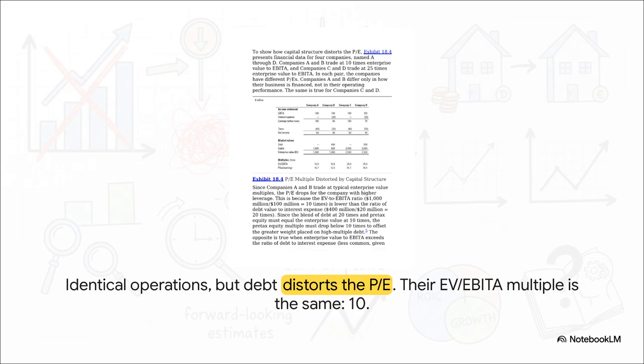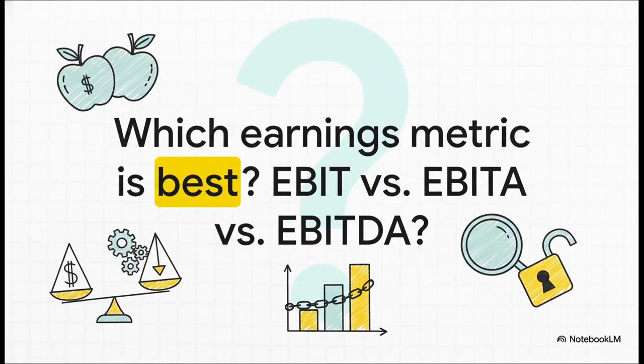They both make $100 million in earnings, but Company A has debt and Company B doesn't. And the result? Company A's PE is 12.5, while B's is 16.7. They look totally different, but look at their enterprise value to EBITDA multiple. It's exactly the same, 10. That's the real story.